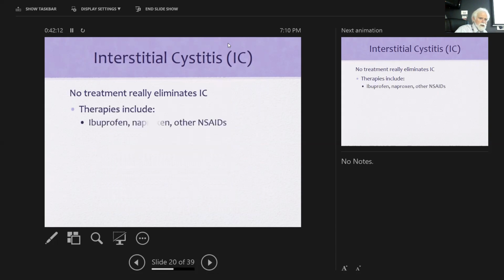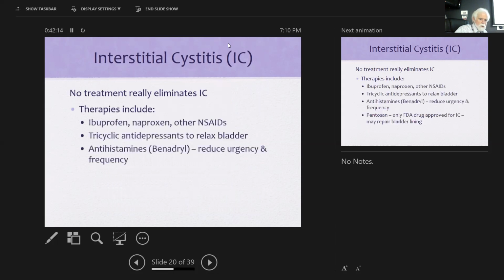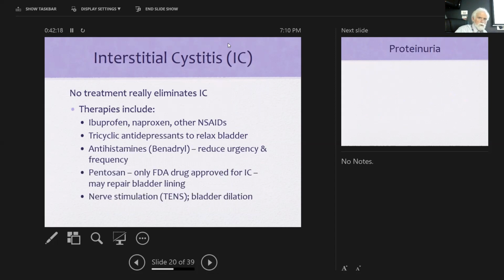There isn't anything that actually cures it. You can ameliorate it, and you can cure some of the symptoms. You can even use drugs for this, or you can even use some physical medicine approaches like transcutaneous electrical nerve stimulation to do that, or surgical interventions like bladder dilation.